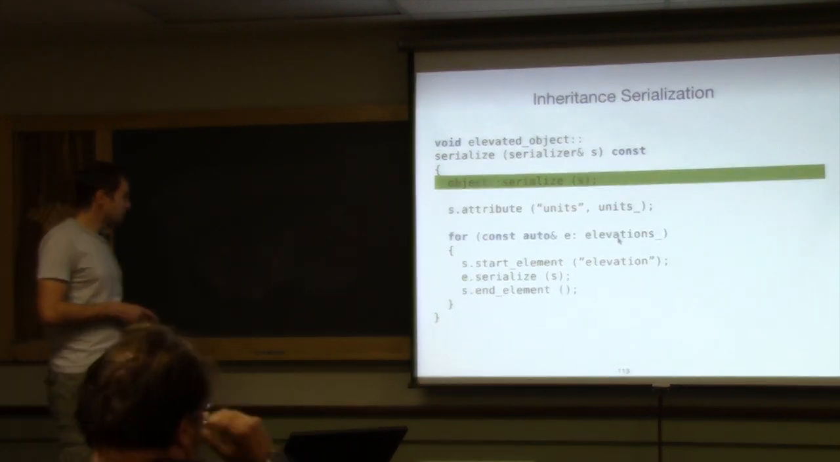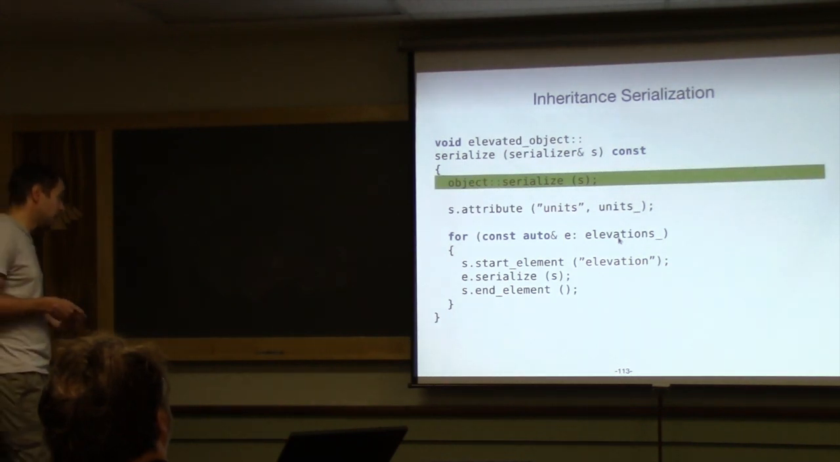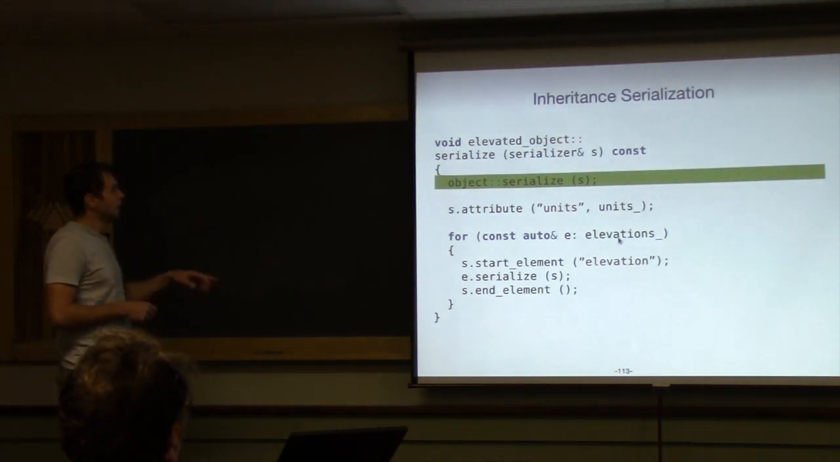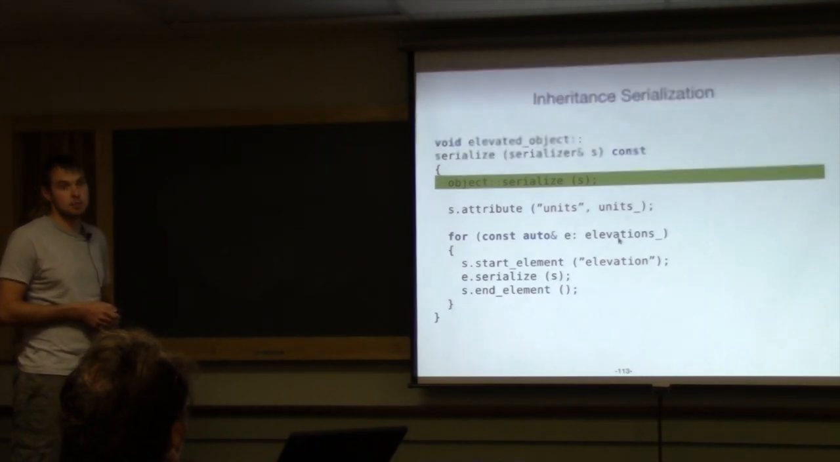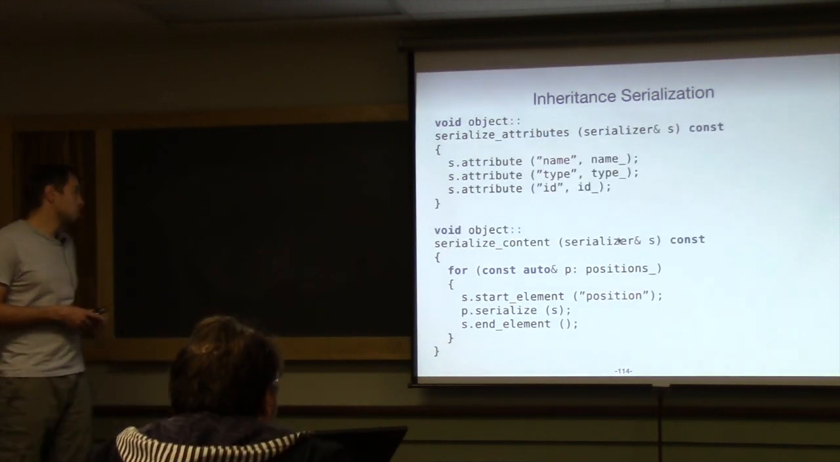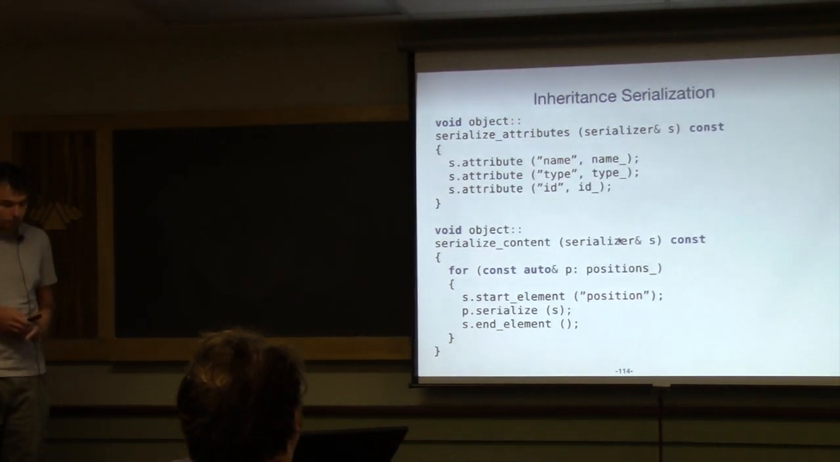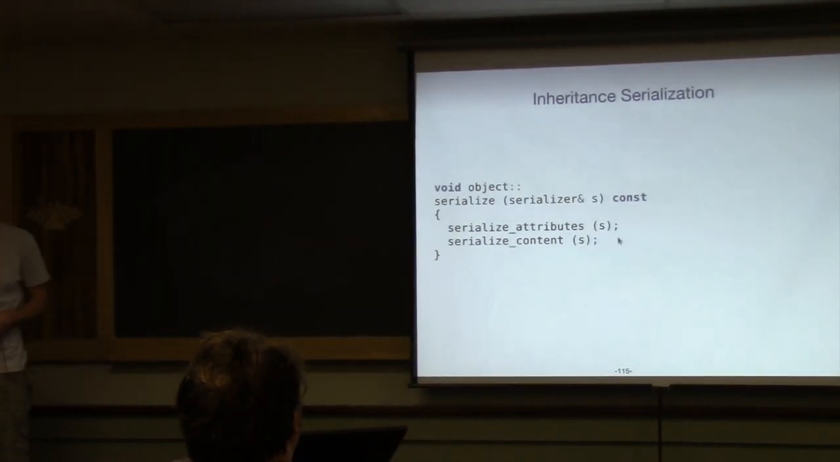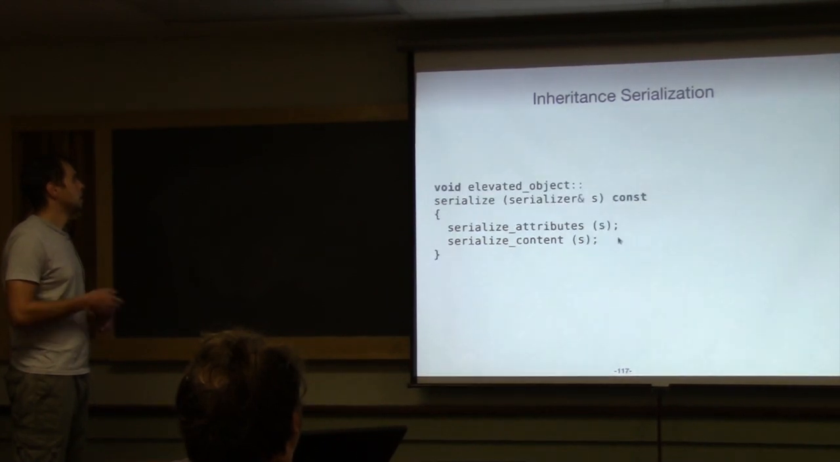We have the same problem with serialization. If we try to write this straightforward code, here's what happens. We first call the serialize function for the object, it does its thing, and then we try to add the units attribute after we've serialized the nested location elements. This is something that we cannot do. So the way to fix inheritance in serialization is to split this function into two. One will serialize attributes, the other content. And serialize simply calls them in the correct order. I bet you can guess what the implementation of the elevated object serialization will look like. So we just call the base functions. And serialize looks exactly the same.